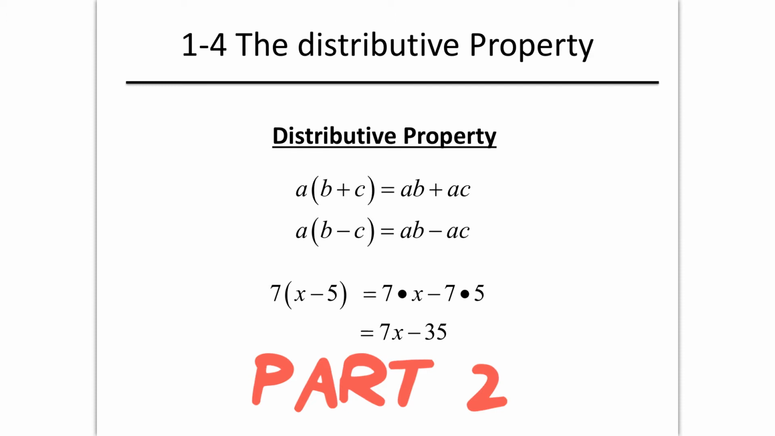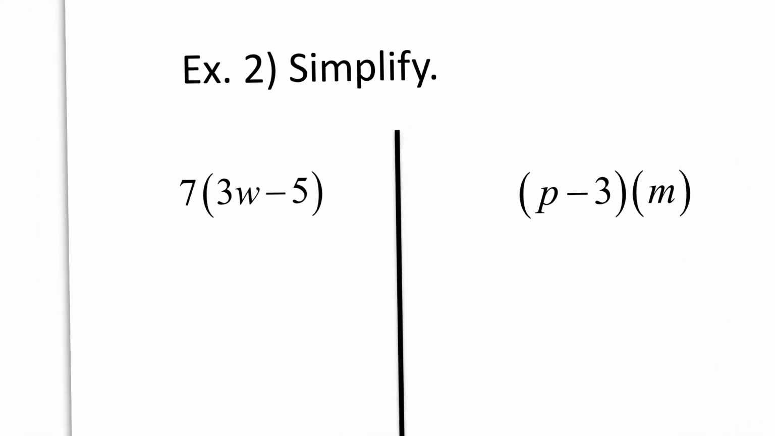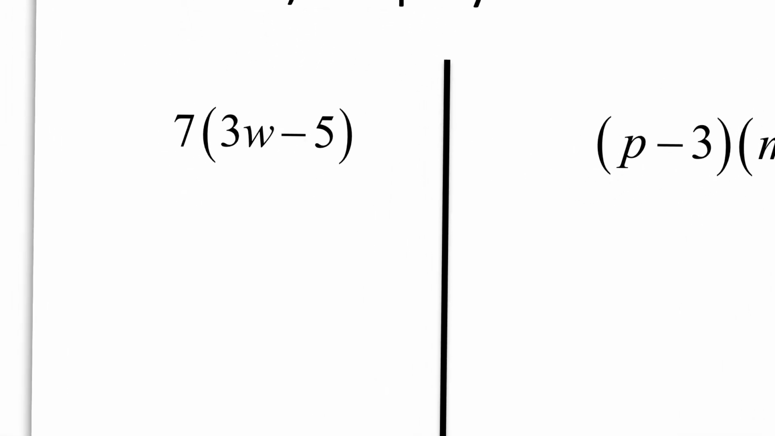So let's try a few examples on how to use the distributive property. Every example has something outside of the parentheses and you're multiplying by something inside. Let's look at the first one. Remember that we are simplifying. So here I have 7 times the quantity of 3w minus 5. I'm going to multiply 7 times 3w, so I'm going to put 7 times 3w here. Then I'm going to multiply 7 times 5. Bring down the minus, the one in the middle. So this minus, you bring it down. And I'm going to multiply 7 times 5.